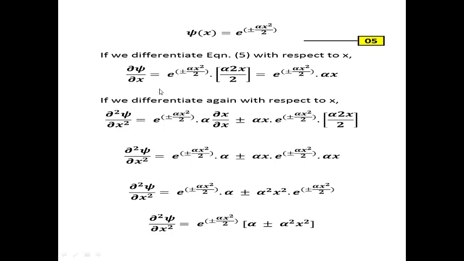Now we differentiate this equation one more time with respect to x. So we get dou squared psi by dou x squared into e power plus or minus alpha x squared by 2 into alpha x.